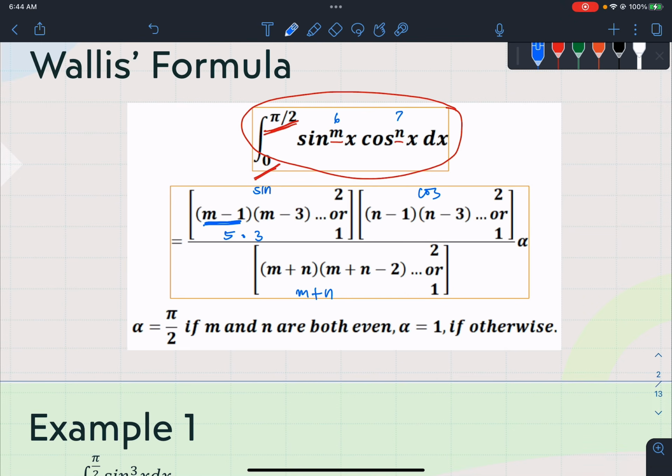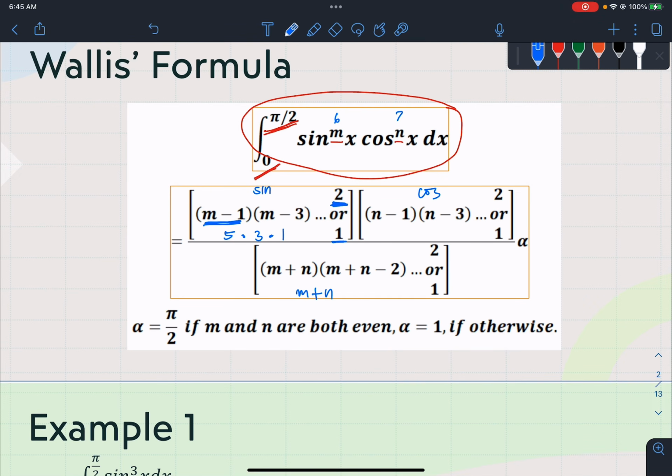So instead of remembering that, what you just need to remember is, we subtract 1 first. Okay, from the exponent, since that is 6 minus 1, that will be 5. And then the succeeding product, we need to subtract 2. So that will be 5 minus 2, it's 3. 3 minus 2, that will be 1. And then we end up with either 2 or 1. Okay, so if we have 1, we stop. If we have 2, we stop. So that is 5 times 3 times 1.